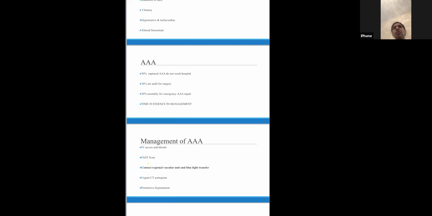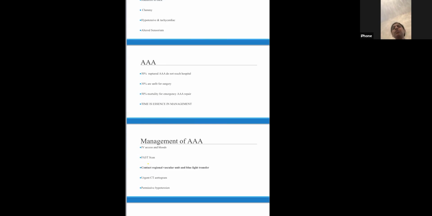And as A&E doctors, all of you should be able to FAST scan the patient. What you're interested to know is, can you see the aorta? If you can, how big is it? Because anything that's more than 5 centimeters, you start to worry about, is it leaking or is it not? And if you don't have any in-house vascular services, then you need to contact your regional vascular department and arrange for an emergency or a blue light transfer.